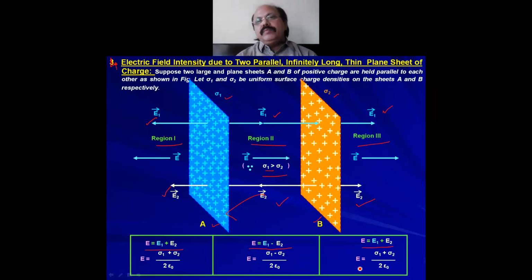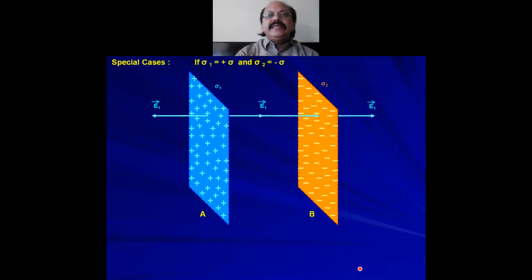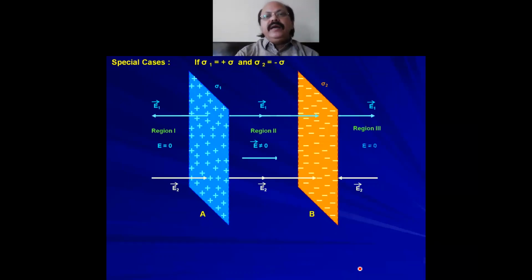Now we take a special case. If sigma 1 equal to sigma and sigma 2 equal to minus sigma, that concept we have to use in the next chapter, that is capacitance. So you must understand that concept here and apply it in capacitance. So the next special case is if sigma 1 equal to sigma and sigma 2 equal to minus sigma, then what will you get? Electric field in region 1, region 2 and region 3.